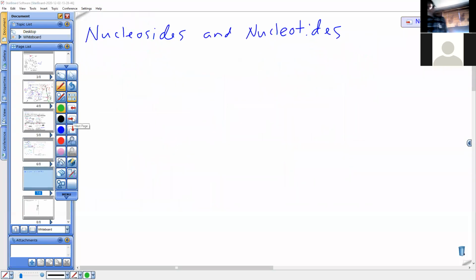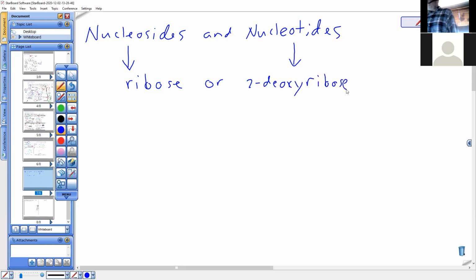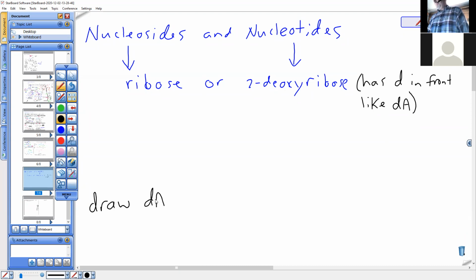And next up, we'll do a lecture on things you may have heard about in your biology class, nucleosides and nucleotides. Nucleoside, nucleotide. They both have ribose or 2-deoxyribose. This would have a D in front of its name, like DA. That's deoxyadenosine. Draw DA. We'll do that eventually. And we'll do diphosphate as our final exercise on this page.